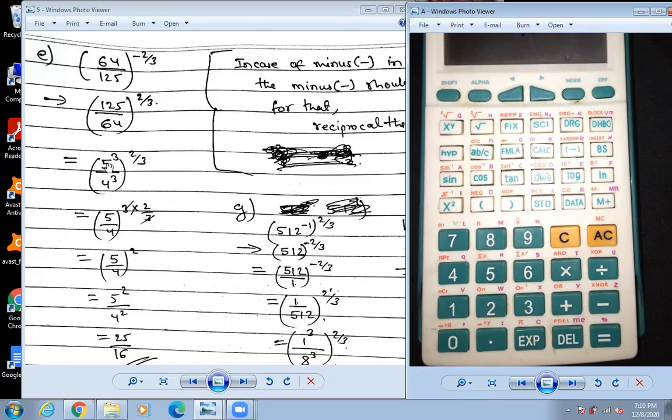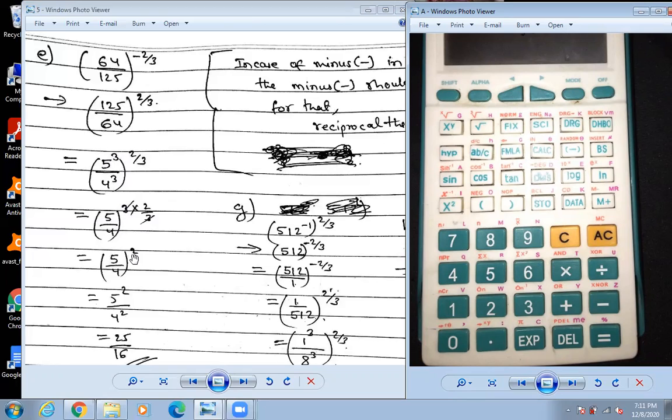Are you understanding or not? So 5 by 4, and cube and cube is there. So let us take this cube as common. So 3 comes out, into 2 by 3. So 3 and 3 will be cancelled. So 5 by 4. So what is the power remaining? 2 is remaining over here.